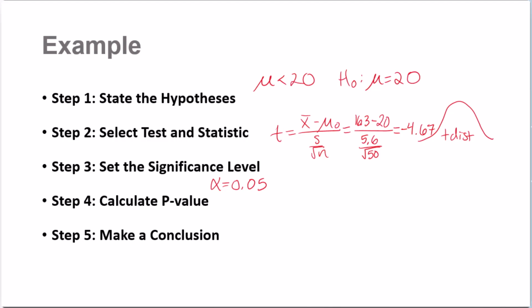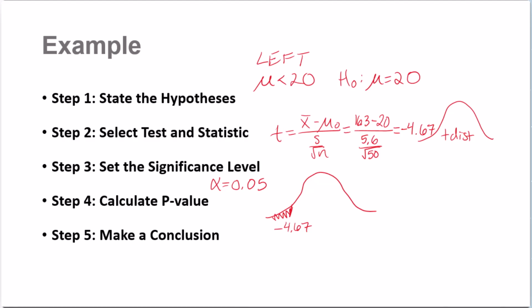Then calculating the p-value, this is going to be looking at our t-distribution and the test statistic, negative 4.67, that we calculated. This is a left-tailed test based on our claim. We're claiming that the population mean is less than 20, so I would expect my test statistic to be to the left, and it is. We have a negative t-value here. The p-value would be the area to the left of that point. You could calculate this in Excel, with a t-distribution table, or some other method.